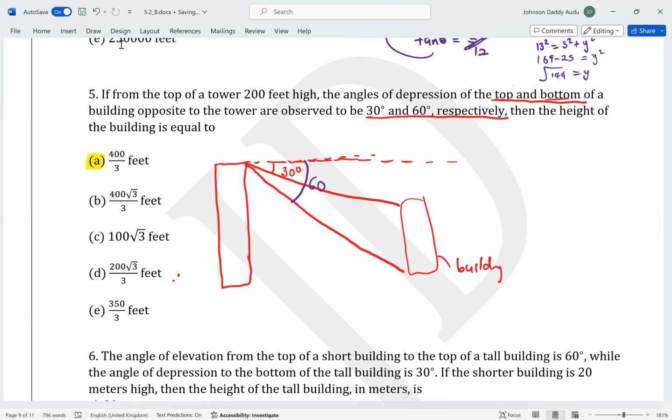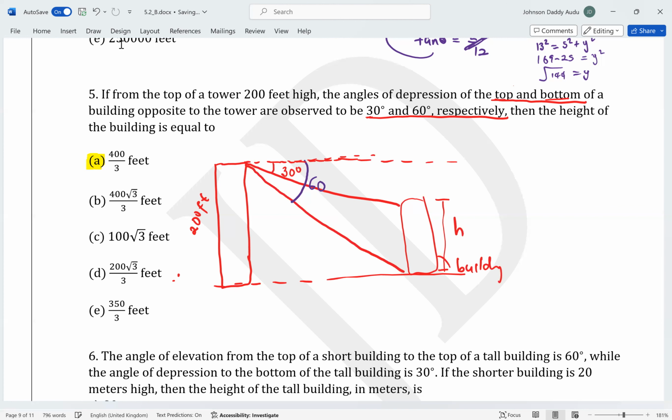So now what we need to find is the height of the building. So we're looking for the height of the building. All right. So now don't forget that this is the building. So what do we know? Let's say this is the ground. We know that the distance from here to here, the whole of this is 200 feet. Correct? So now we are looking for the height of this building here.